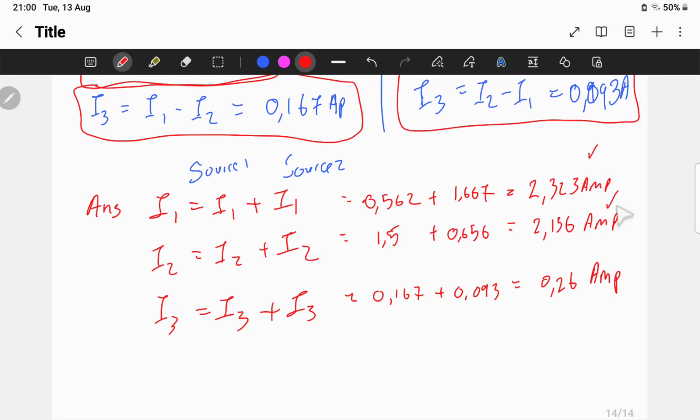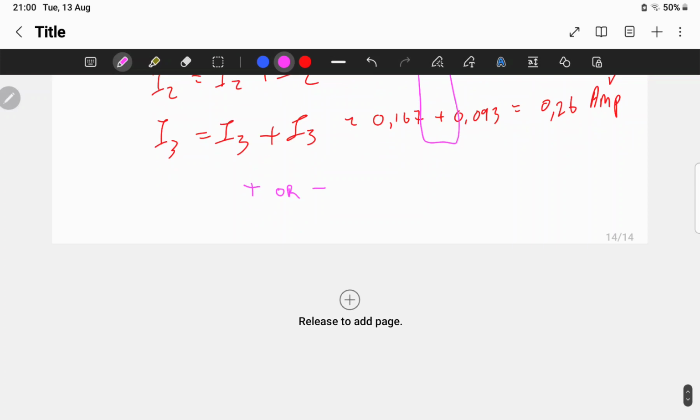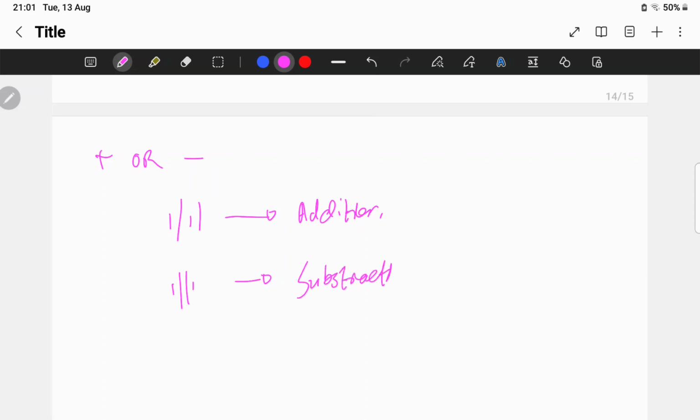So this should be your answer. Another thing to note is that you need to focus on the sign. It can be positive or negative depending on the direction, right? So if you have a battery like this, that's going to be addition, and if you have something like this, that's going to be subtraction. So just keep that in mind.